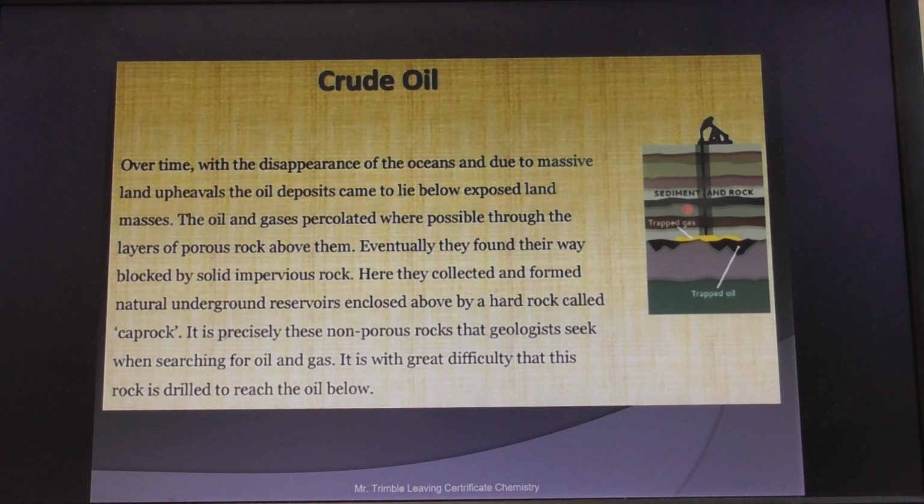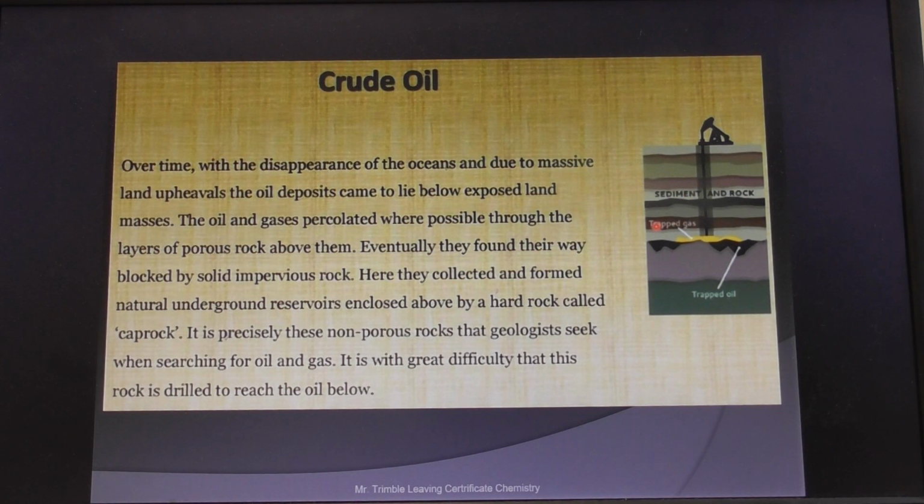But there it is. For Leaving Cert chemistry, you just have to know that, of course, crude oil comes from the ground essentially. Now it's built up in the ground over a long period of time. It's made from dead plants and animals. That's where the carbon comes from. That's why we're studying it in this area. That's why it's part of carbon chemistry.